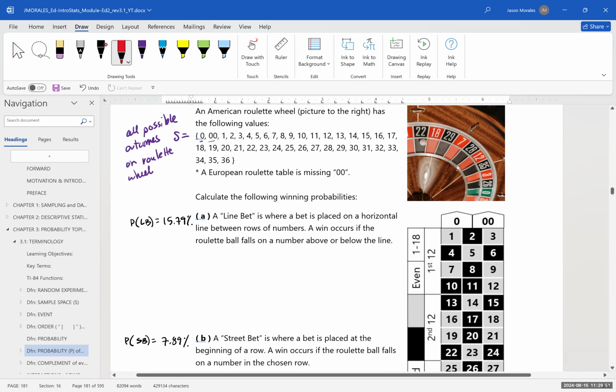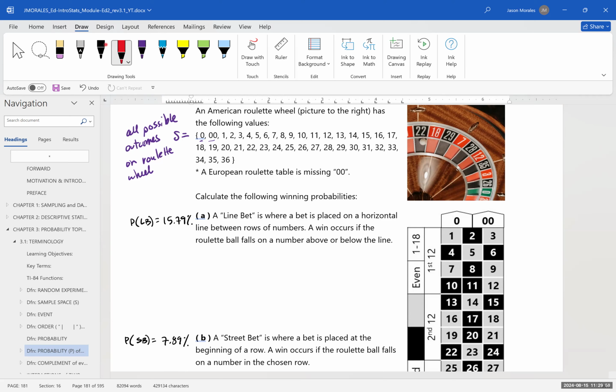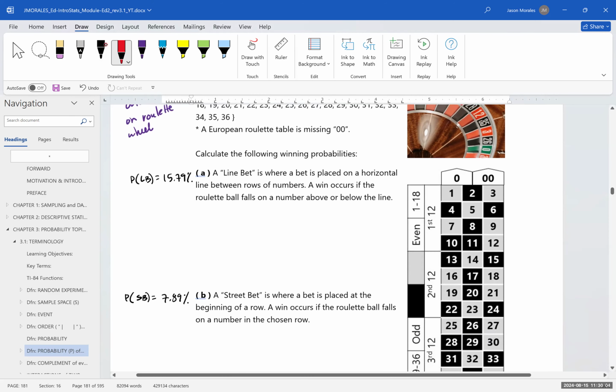So calculate the following winning probabilities. So part A, a line bet is where a bet is placed on a horizontal line between rows of numbers. A win occurs if the roulette ball falls on a number above or below that line. All right, so first of all, let's say I wanted to make a line bet here. So I've just drawn the horizontal line between rows of numbers. A win occurs if the roulette ball falls on a number above or below the line.